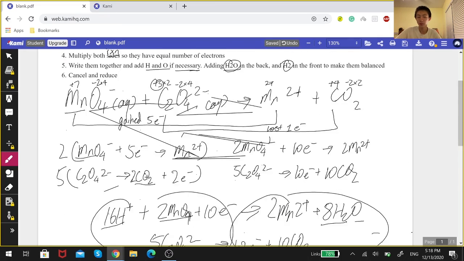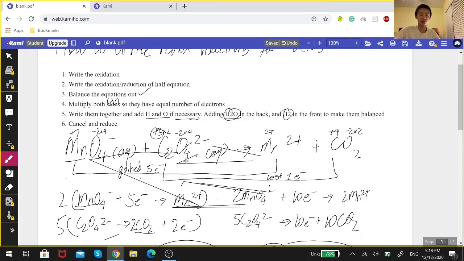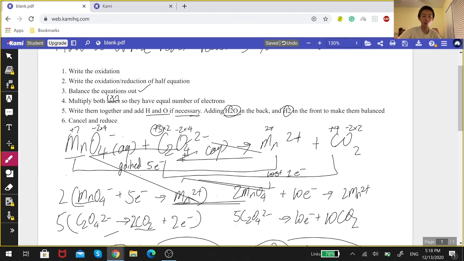I'm going to make another example about redox reactions in acids. So if you didn't fully understand with this video, don't worry, we're going to make another video.